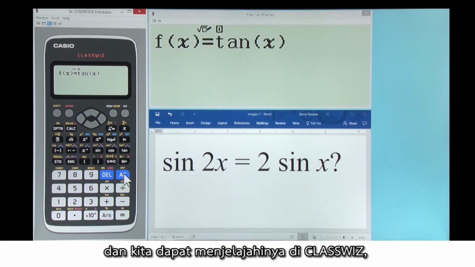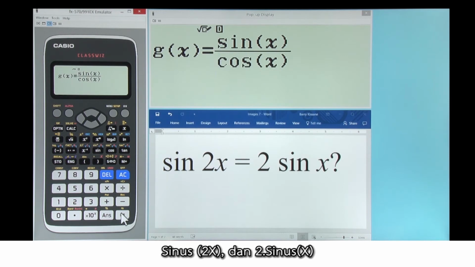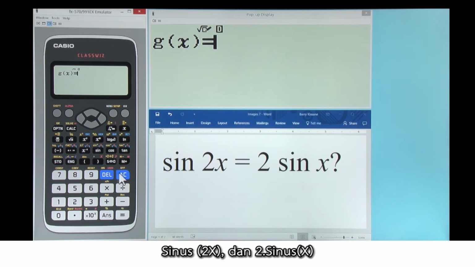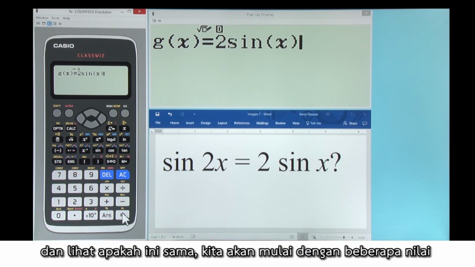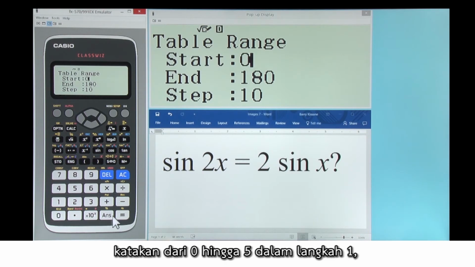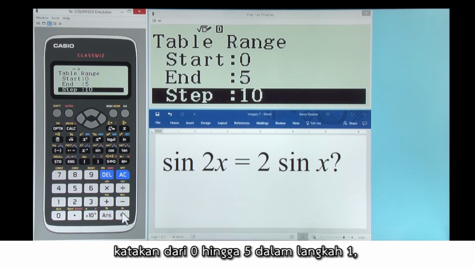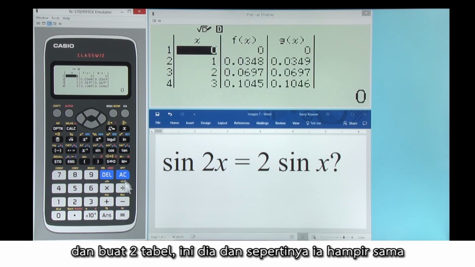And so we can explore that on the ClassWiz. The sine of 2 times x and twice the sine of x, 2 times the sine of x, and see whether these are the same. We'll start with some values. Let's start with some small values this time, say from 0 to 5 in steps of 1, and make the two tables. Here we go.